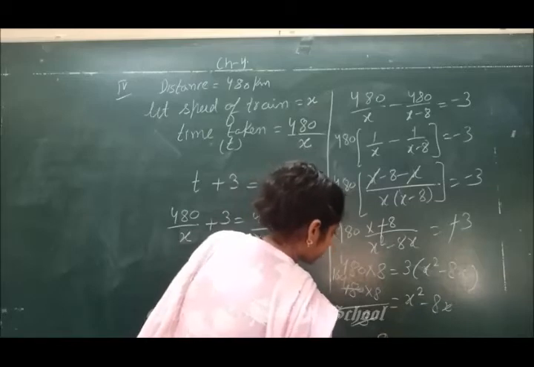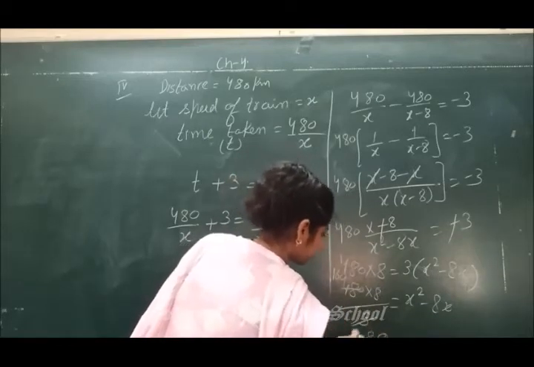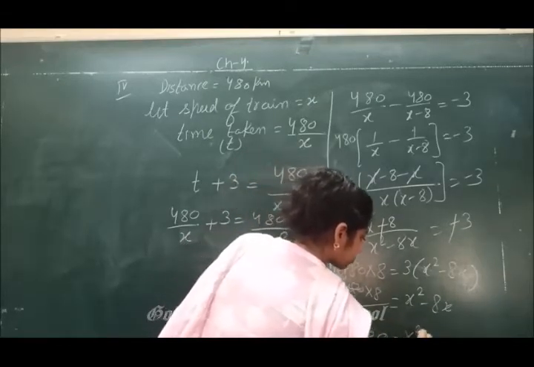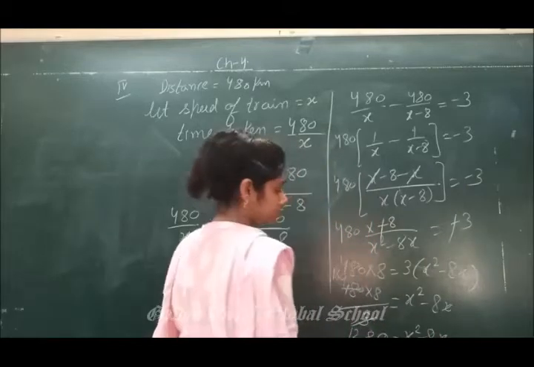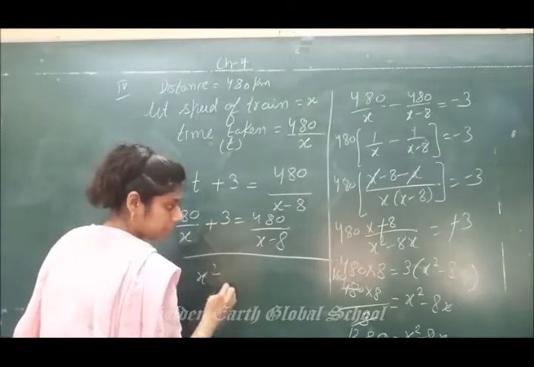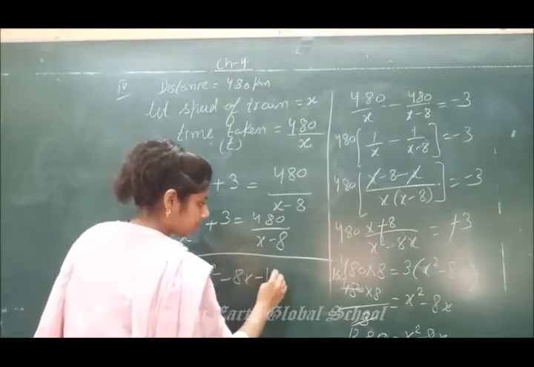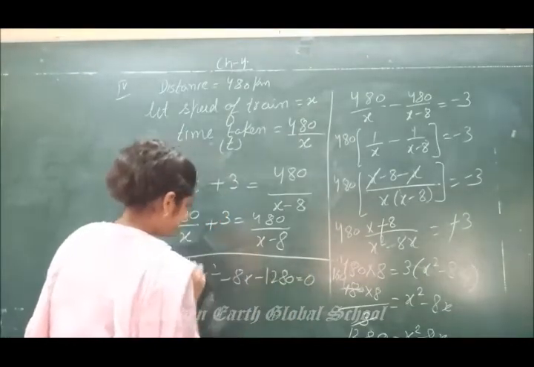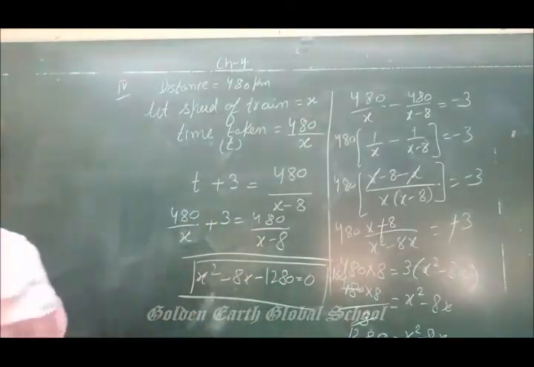So it will become our quadratic equation. The quadratic equation is x square minus 8x minus 1280.